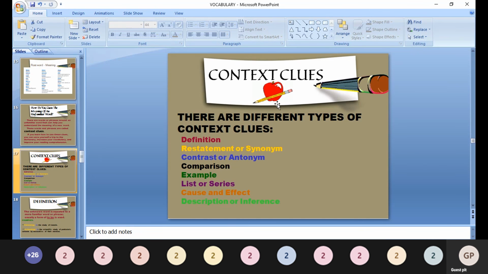Context clues. There are different types of context clues. In this, there are different types of deciphering the meaning, so we look at them one by one: definition, restatement or synonym, contrast or antonym, comparison, example, list or series, cause and effect, description or inference. Now, we'll go one by one.